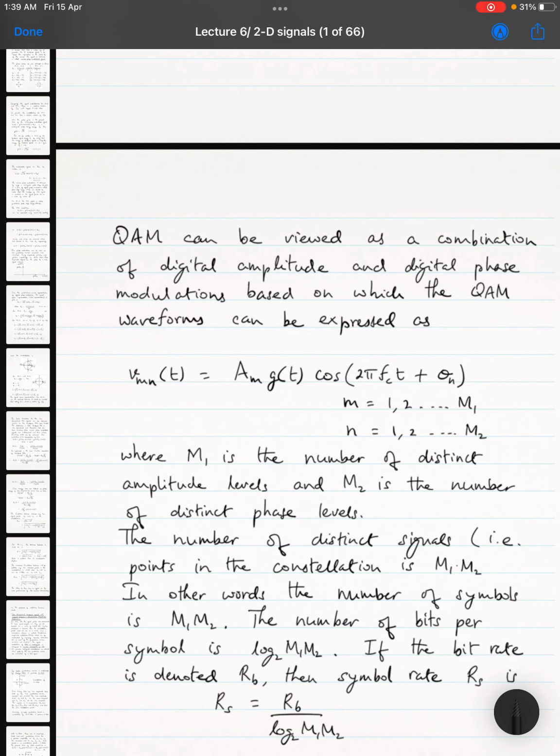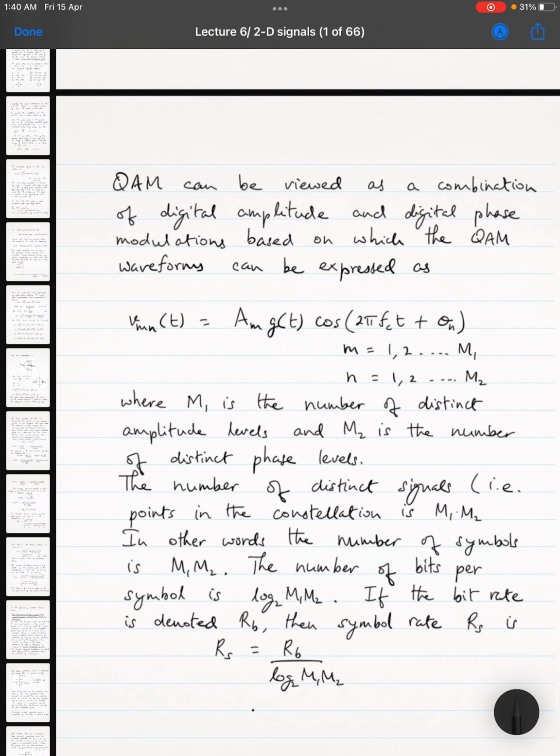And we can have a relationship between the number of symbols and the number of bits. So each symbol is going to have log to the base 2 of M1 M2 bits. Generally, if there are 4 different symbols, that means there are 2 bits per symbol. If there are 8 different symbols, there are 3 bits per symbol, right? So the general relationship is that the number of bits is equal to logarithm to the base 2 of the number of symbols. So if the number of symbols is M1 into M2, then the number of bits is log to the base 2 of M1 into M2.